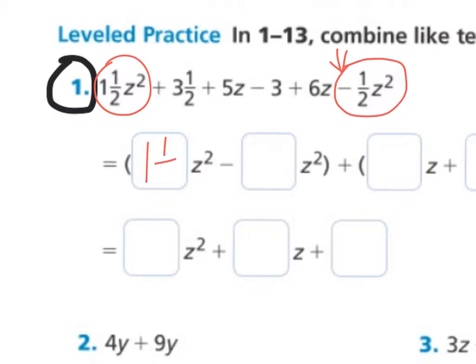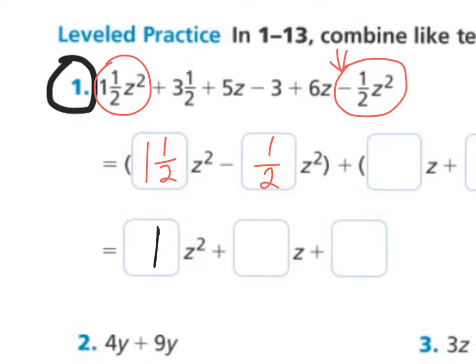If you want to, you can rewrite these and put them right next to each other, if that makes it easier for you to look at. And then we can combine those together. So 1/2 z squared minus 1/2 z squared. Well, we know 1/2 minus 1/2 is 1. So that would be 1 z squared.